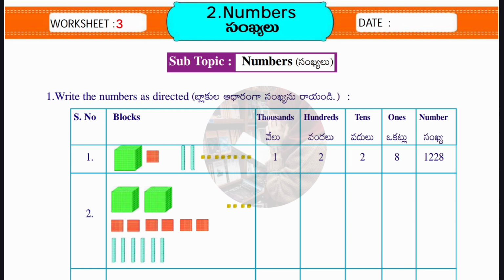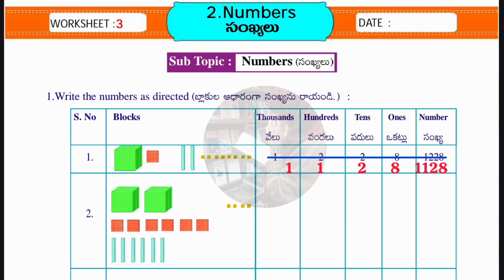Let's see this. If you observe carefully, here we have only one block. The next is 1 square. Next there are 2 sticks, and next, how many dots? 1, 2, 3, 4, 5, 6, 8 dots. So the exact number is 1128, but they have given it wrong. Please strike it off and write it down correctly.